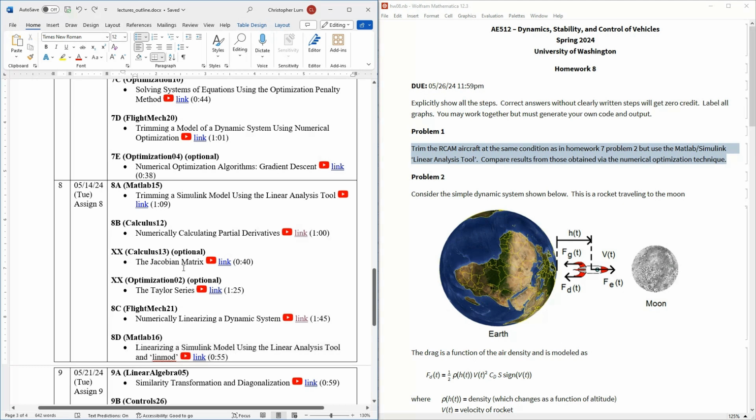So week 8 is all about linearizing your system. At the end of the day, what we hope to get out of this discussion is a linear model, x dot equals Ax plus Bu, effectively.